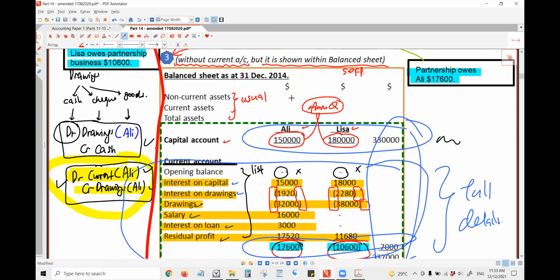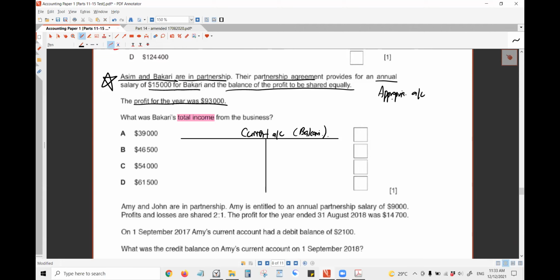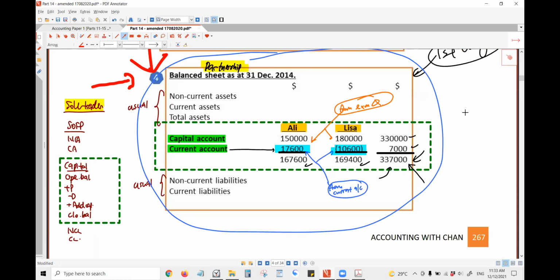You have to do the appropriation account first because they have not done it for you here. Again, would I write down all this? No. I would get straight to calculation if I'm very familiar. So appropriation account, start with what? Start with 93,000 profit for the year. Then I have to work towards the residual profit or residual loss.